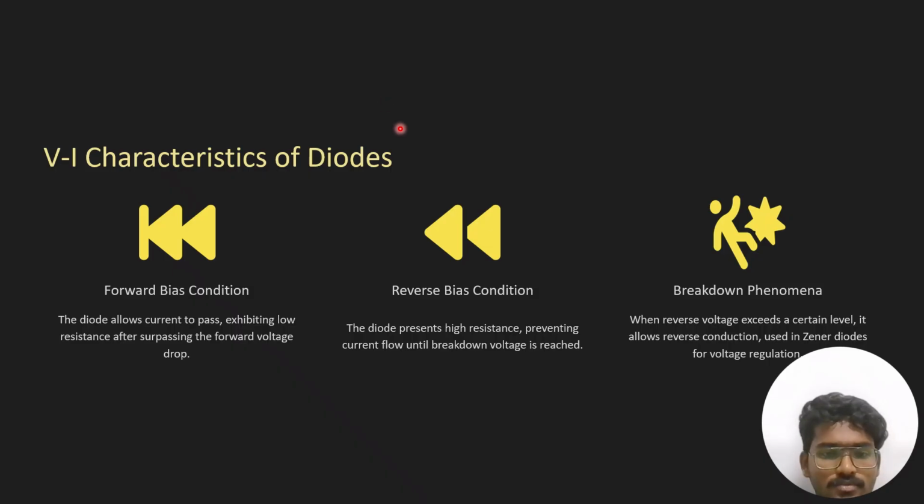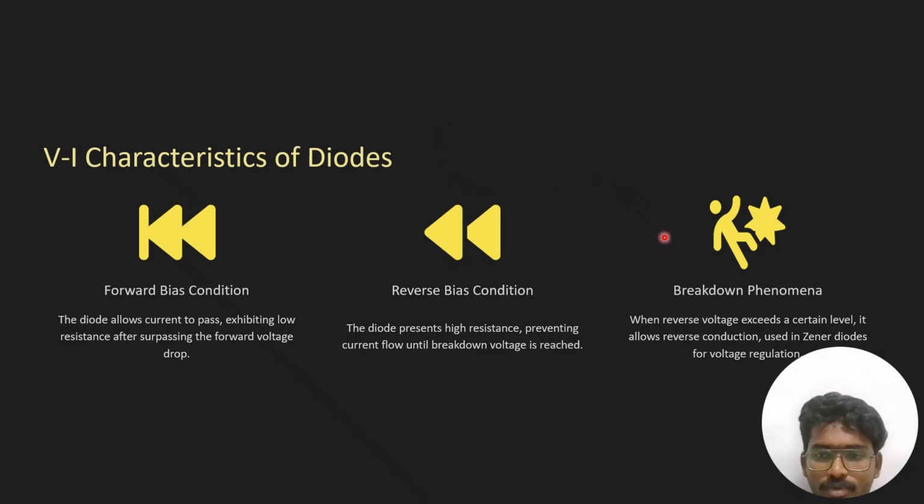Now, for reverse bias, when reverse voltage is applied, the depletion region widens. It means the depletion region moves away. The current is almost zero.